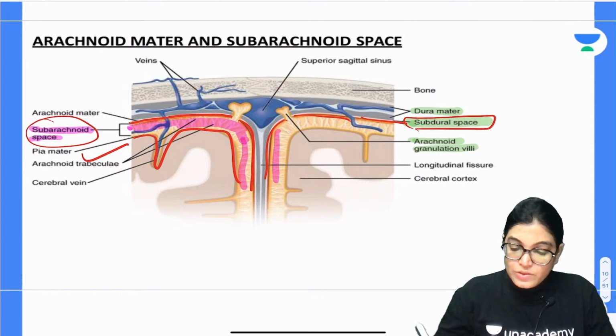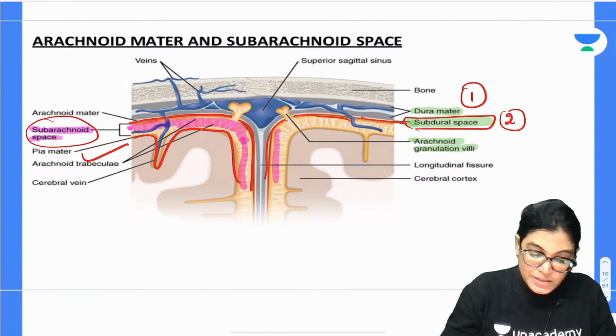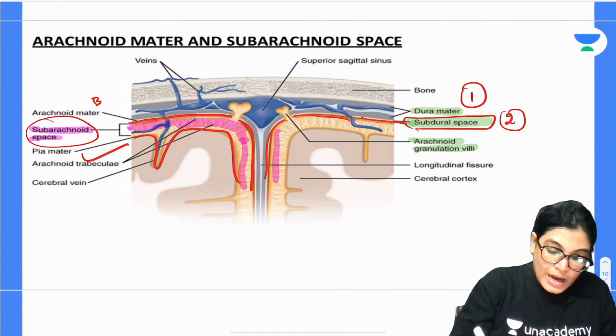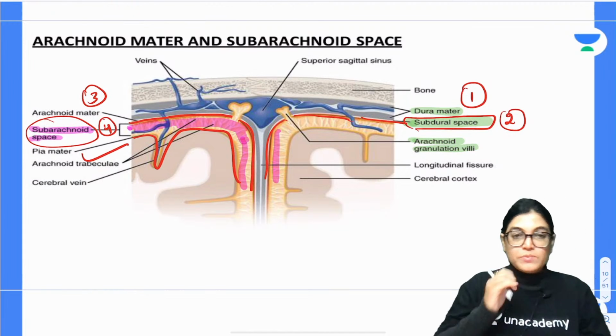From outside to inside, this is the dura mater, the outermost layer. Then we have the subdural space. Then we have the arachnoid matter. The next layer is the arachnoid matter. Then we have the subarachnoid space.